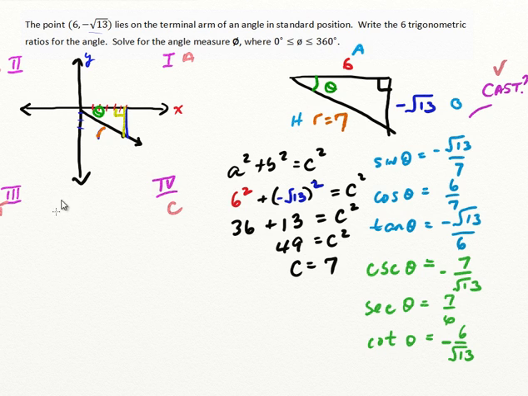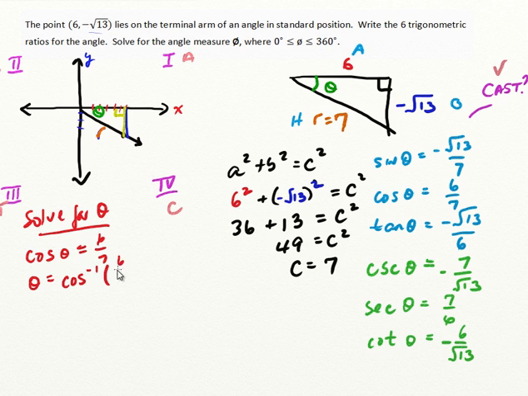Okay, the next part of the question was to solve for the angle measure. All right, so let's solve for this measure theta. To solve for theta, I could use any one of these trig values. So let's use the cosine value. That looks nice and easy, 6/7. I don't have to worry about the radical signs.